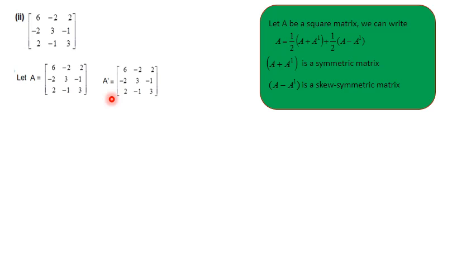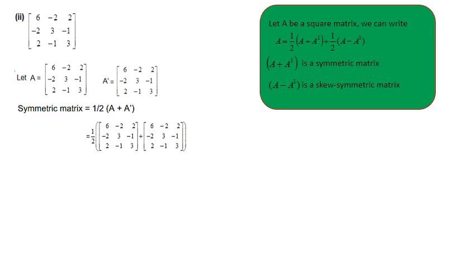After that we have to go for A transpose. Then we have to first go for the symmetric matrix, that is 1 by 2 into A plus A transpose. You have to calculate 1 by 2 into A plus A transpose. You write 1 by 2 outside, then the A matrix here, its transpose is here. Just add the corresponding terms, that is 6 plus 6, 12.